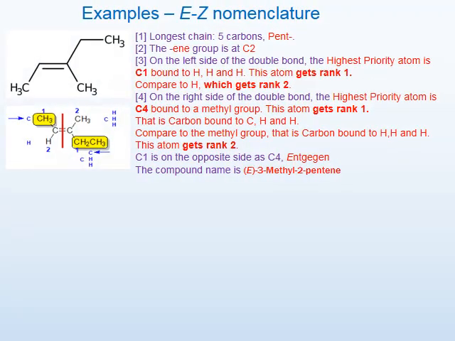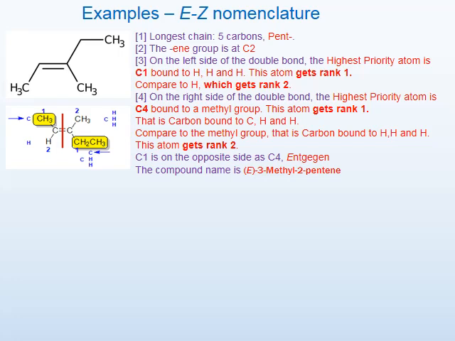Our next example is a compound with a 5-carbon parent chain containing a double bond. The numbering starts from the end closest to the double bond. That is where we get 2-pentene. On the left side, compare hydrogen to carbon. The highest ranking atom is carbon. On the right side, compare carbon to carbon. And we have a tie.